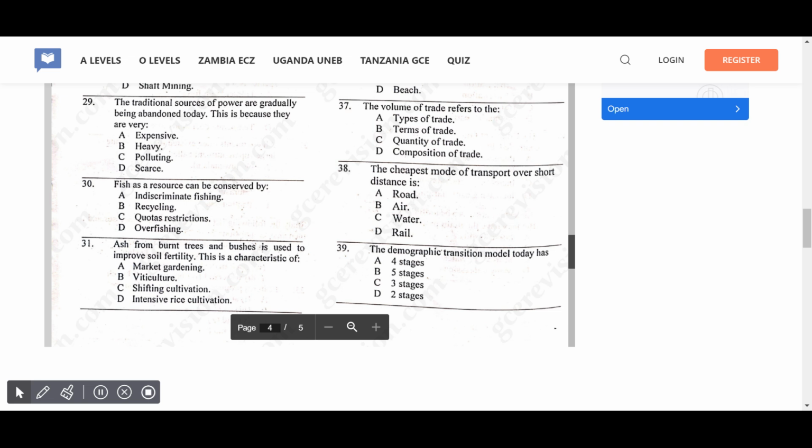Question 31. Ash from burnt trees and bushes is used to improve soil fertility. This is a characteristic of... The answer is C, shifting cultivation.